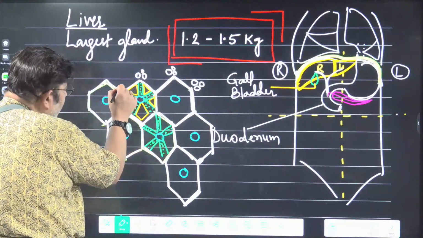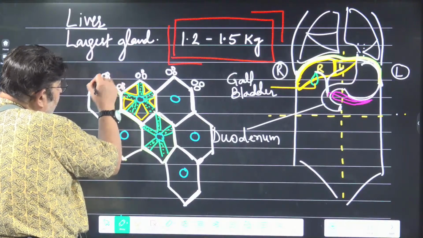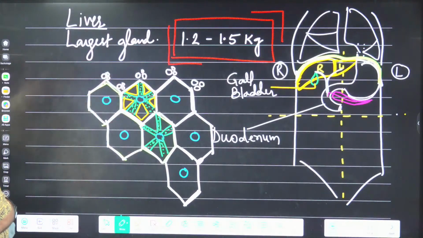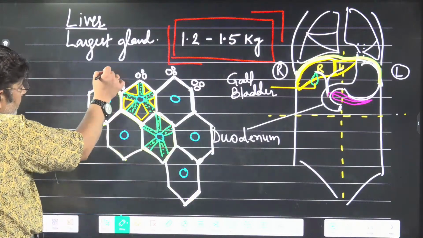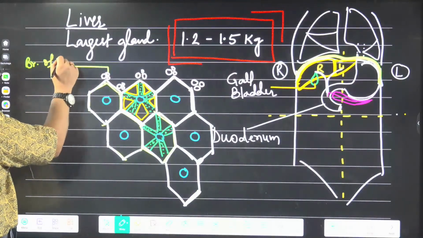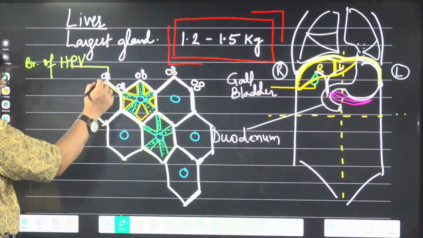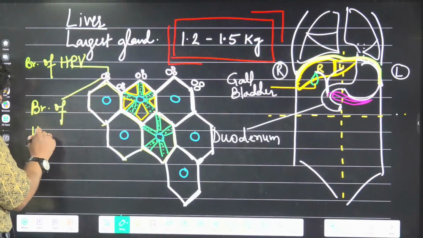So there will be artery, vein, duct, like that. So this is called portal triad. It is called portal triad. And why is this called portal triad? Because there is a portal vein, a branch of hepatic portal vein. This is a branch of hepatic artery.